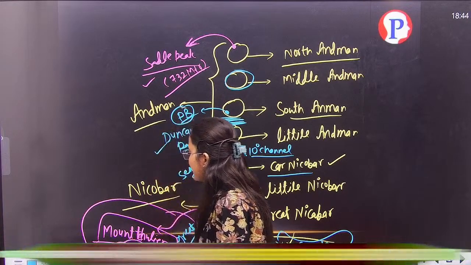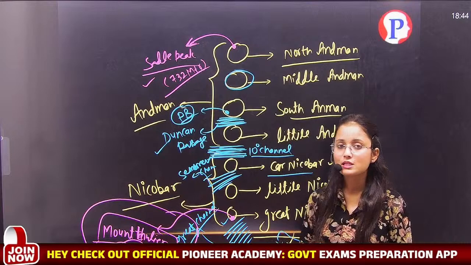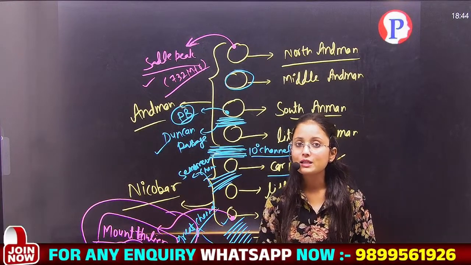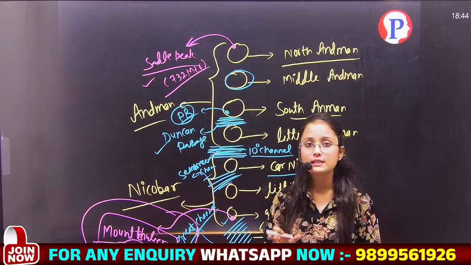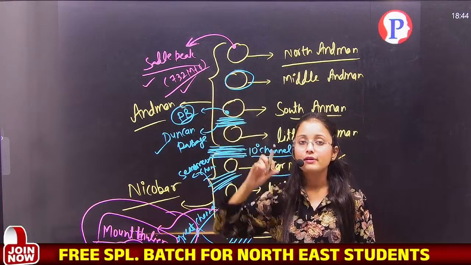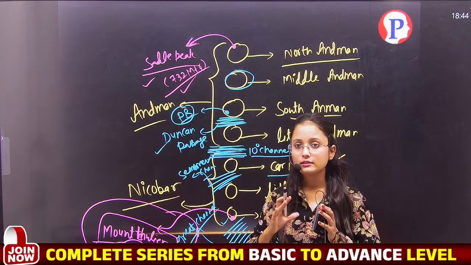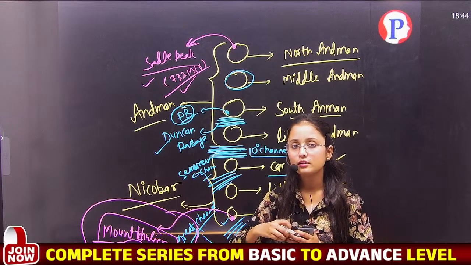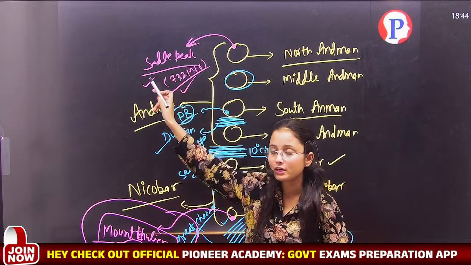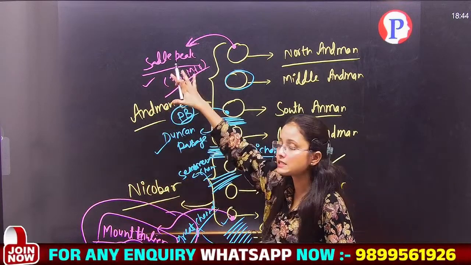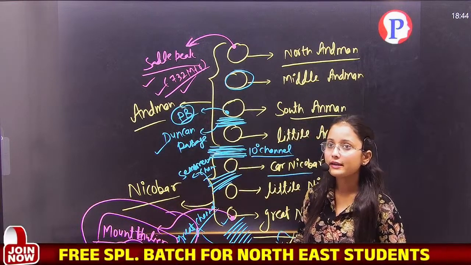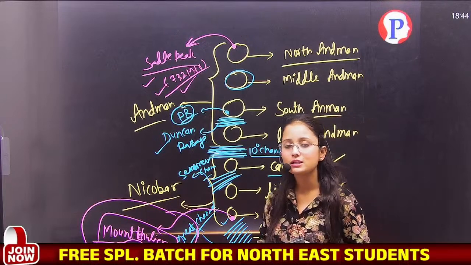So when the examiner asks which one is the highest peak of Nicobar, you will have to answer Mount Thulier. When the examiner asks which is the highest peak of Andaman, the answer is Saddle Peak. When the examiner asks which is the highest peak of Andaman and Nicobar, you will answer Saddle Peak, because when we compare these peaks, this is the highest one. The height of Saddle Peak is 732 meters.